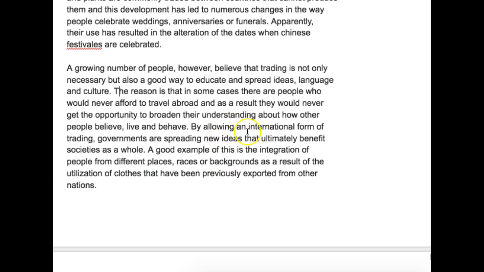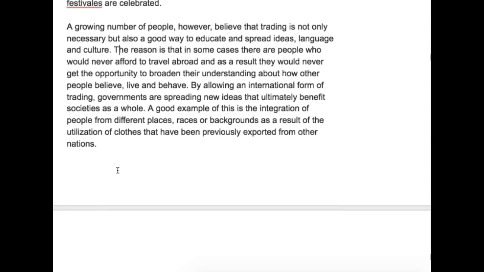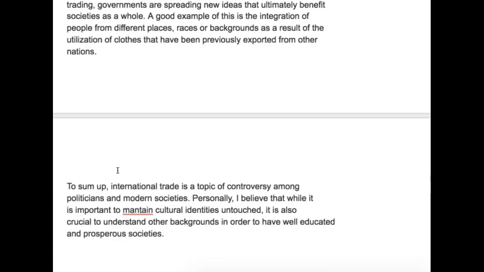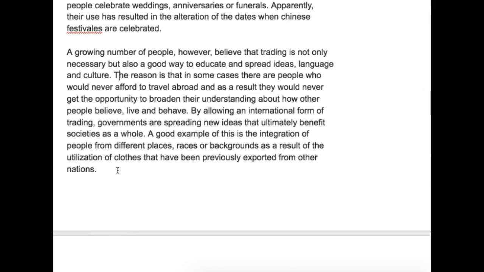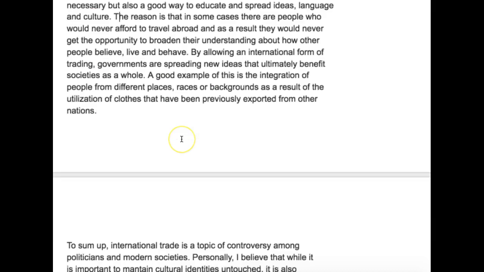Okay, good, but task response is a big issue, especially in this paragraph. We've gone off topic, we're talking about trade, we should be talking about marketing, so just bear that in mind the next time you attempt a task 2 question. Now in the online course, we're going into much more detail about how to attack the questions, how to plan the essays so this exact problem doesn't happen.